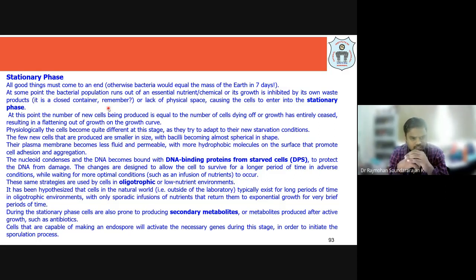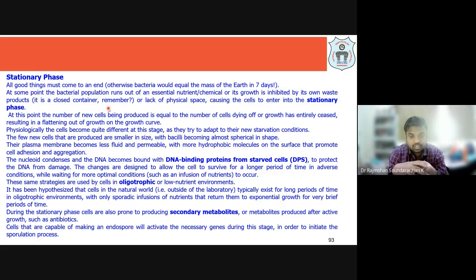So the few new cells that are produced are smaller in size, with bacilli becoming almost spherical in shape. The plasma membrane becomes less fluidic and permeable, with more hydrophobic molecules on the surface, promoting cell adhesion and aggregation. The nucleoid condenses and the DNA becomes bound with DNA binding proteins from starved cells to protect the DNA from damage. These changes are designed to allow the cell to survive for a longer period of time in adverse conditions, while waiting for more optimal conditions, such as an infusion of fresh nutrients.